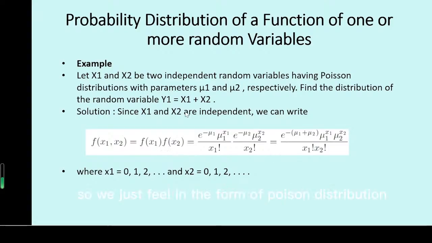So we just fill in the form of the Poisson distribution. These two parts give the result e to the power of minus (mu1 plus mu2), times mu1 to the power x1, mu2 to the power x2, divided by x1 factorial times x2 factorial. And the available values are x1 equals 0, 1, 2, 3, 4, and x2 equals 0, 1, 2, 3, 4, and so on, for all the discrete non-negative numbers.